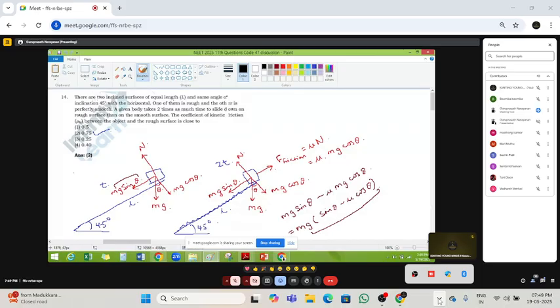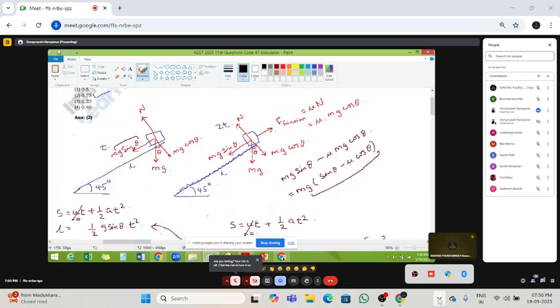There are two inclined surfaces of equal length L, of the same angle of inclination 45 degrees with the horizontal. One of them is rough and the other is perfectly smooth, which means I have taken this as smooth and this is rough. Smooth means there is no friction. Rough means there will be some friction force, that's all. All the other things are going to be exactly the same. A given body takes 2 times as much time to slide down on the rough surface than on the smooth surface. So obviously if this takes t, this will take 2t time to come down to the bottom. The coefficient of kinetic friction mu k between the object and the rough surface is close to what? So they are asking you to find the mu k value.